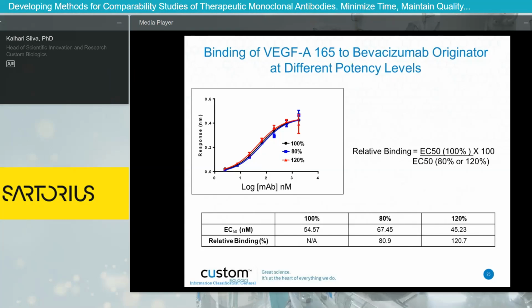Here you can see that the 80% potent sample returned a relative binding of 80.9 and the 120% potent sample returned a relative binding of 120.7. This suggests that in future, if we get an 80% potent sample or a 120% potent sample, we could assign an accurate relative binding value.